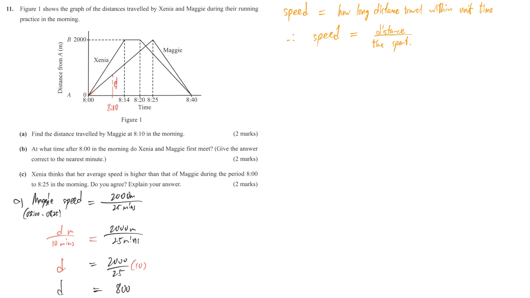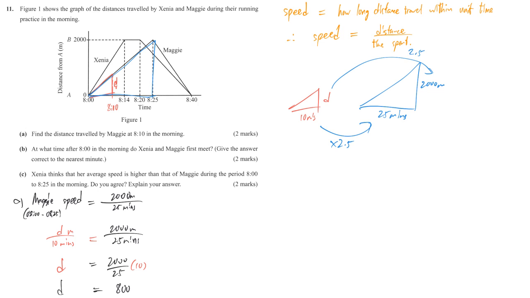In senior form, after you learn about similar triangles, you may consider that this red triangle and the blue triangle are similar. So if we draw it separately, this is our target d and 10 minutes. And then the blue triangle is the whole section with 2000 meters and also 25 minutes. So it's quite obvious that if we multiply by 2.5, then we will get what we want. So d times 2.5 will give you 2000. d is equal to 2000 divided by 2.5, therefore we get 800 meters.